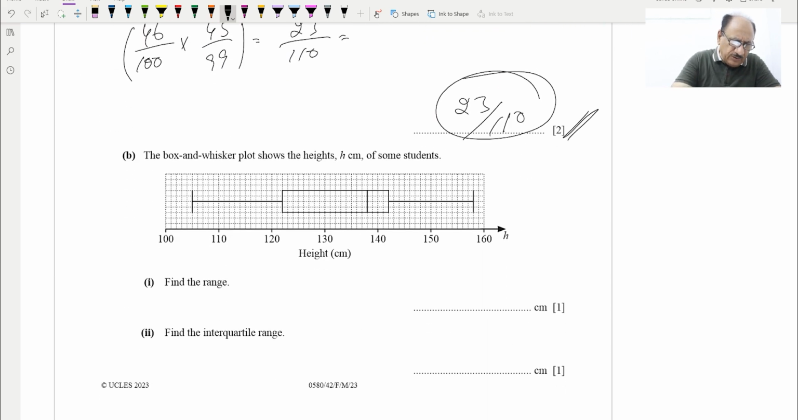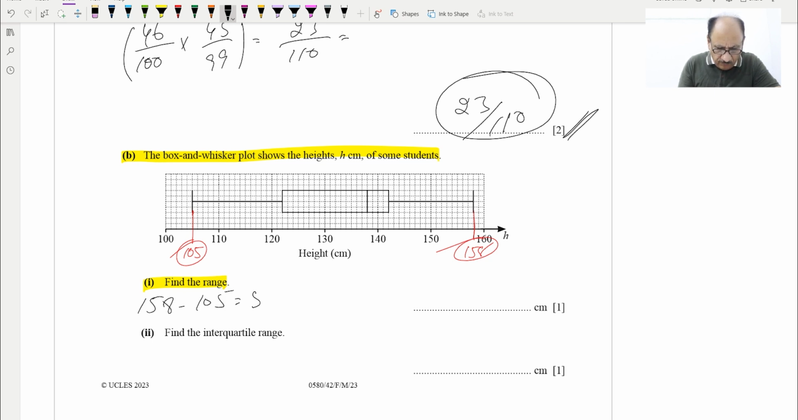Now this is a box and whisker plot. They are saying the box and whisker plot shows the height h in centimeters of some students. They are saying find the range. The range value will be maximum minus minimum. The maximum value, if you check from here, is 158 and the minimum value is 105. So we can write 158 minus 105, which is equal to 53. So 53 will be our range for 1 mark.